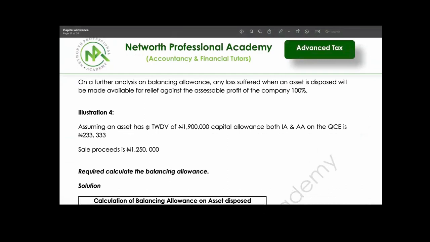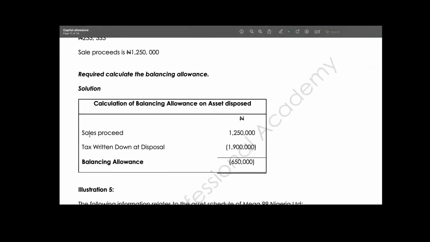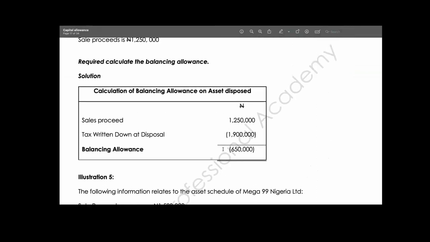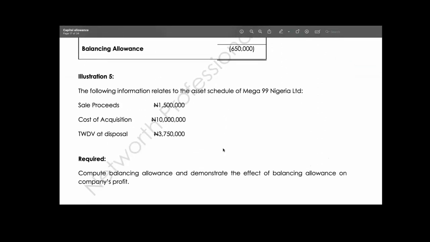So look at this example. We said assuming an asset has a tax written down value of 1.9 million, capital allowance, both initial allowance and annual allowance, is 233 million, and sales proceeds is 1.2 million. Now, you remember, we said when your sales proceeds is less than tax written down value, you have balancing allowance. And when you look at what we have here, it is balancing allowance. And what we said the other time is that balancing allowance is an additional allowance. There is no restriction to balancing allowance. Let's look at this one.